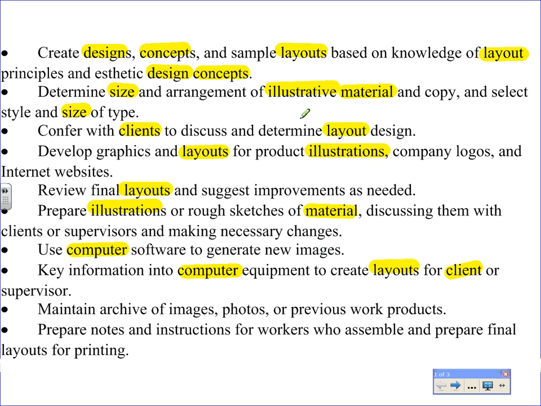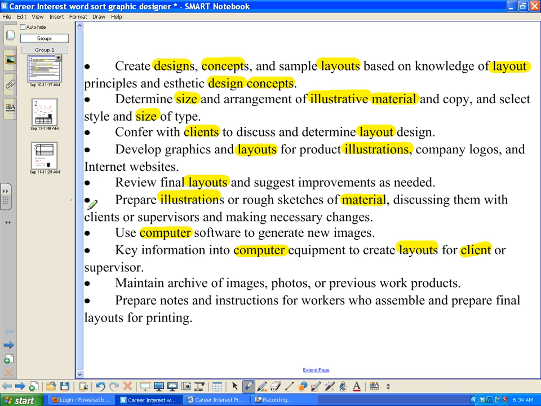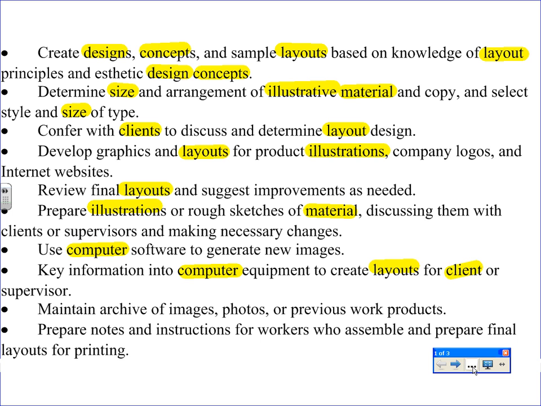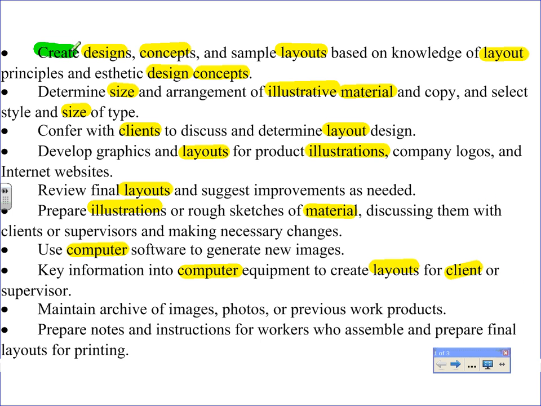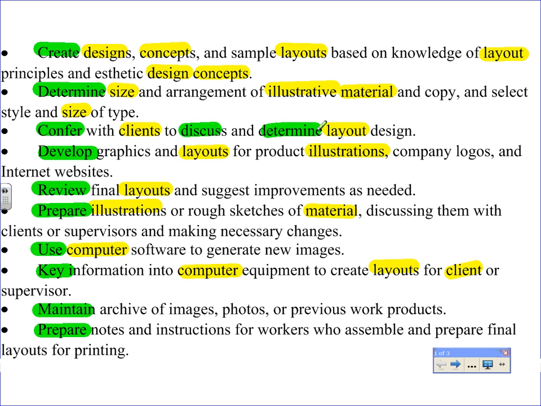I also told you, besides repeated words, to look for the action words. So on this assignment, it's very easy because the action words pretty much come at the beginning of the task list. You're looking at verbs: create, determine, confer, develop, review, prepare, use. Key, in this case, means keyboard. Maintain, prepare. Discuss, determine. Suggest.